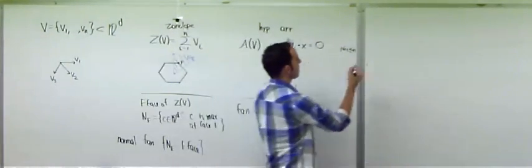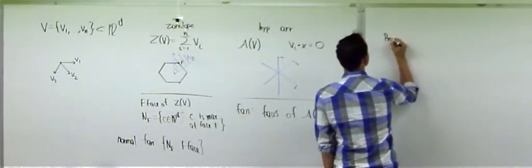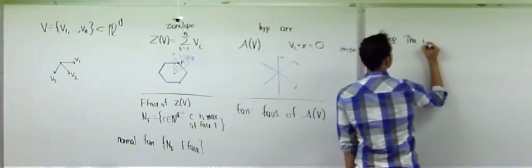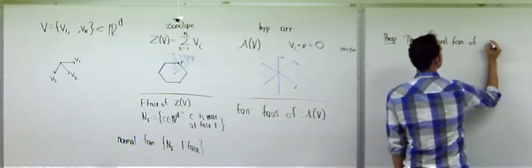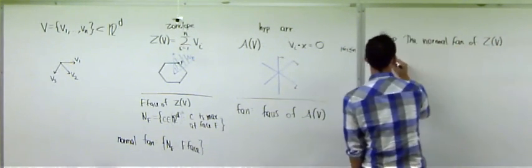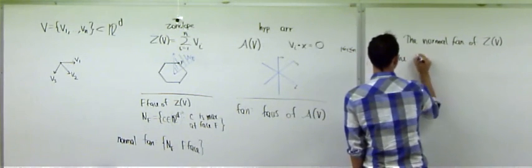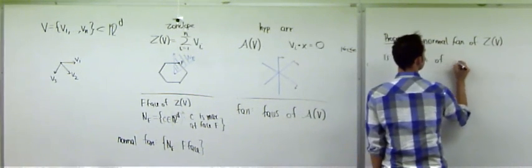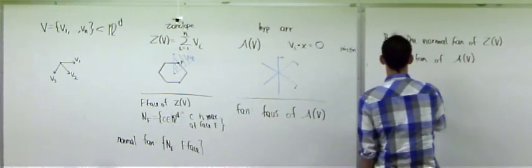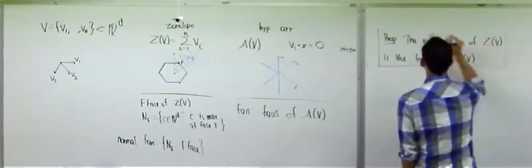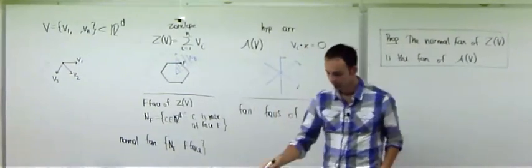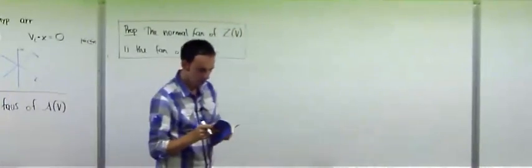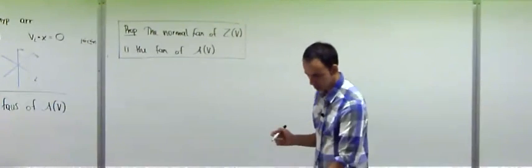Okay, and so then we have this proposition that the normal fan of the zonotope is the fan of the arrangement. In other words, that these two pictures match. Okay. Okay. So let's prove this.